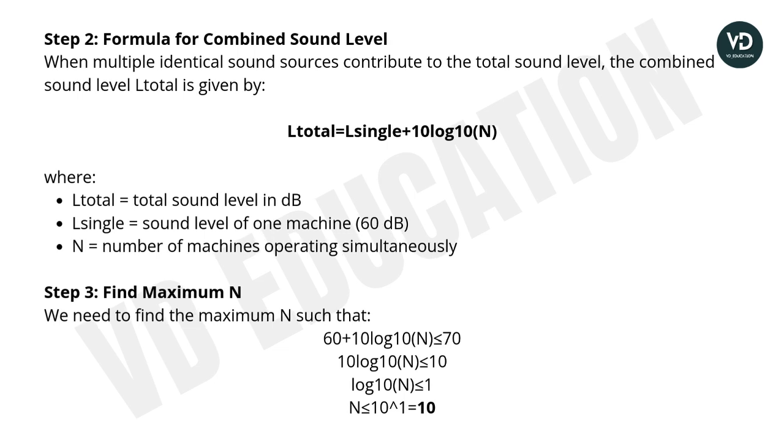Step 2. Formula for the combined sound level. When multiple identical sound sources contribute to the total sound level, the combined sound level L total is given by this formula, where L total is the total sound level in decibel, L single is the sound level of one machine, that is 60 decibel, and N is the number of machines. Then step 3. Find the maximum number of machines N. We need to find the number of machines. This formula will work. After putting all the data, we will get the number of machines, that is 10.